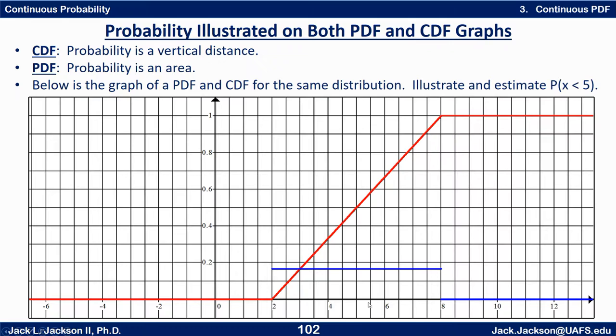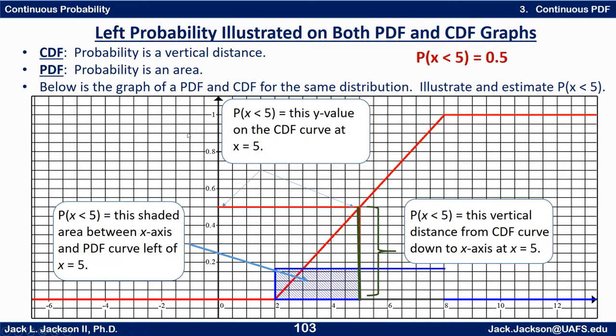Well, x is less than 5, so let's find 5 on the x-axis. Looking at the scale here, it looks like they're going up by halves, so 5 is right here. And we're talking about to the left of that. So in this case, for the PDF it's going to be an area to the left of that. For the CDF, it's going to be the actual y value here, or that vertical distance. So the CDF, as we've done before, is this vertical distance, since it's a left probability, from the CDF curve down to the x-axis, in other words, this y value that we have across here, which is actually a half, 0.5.